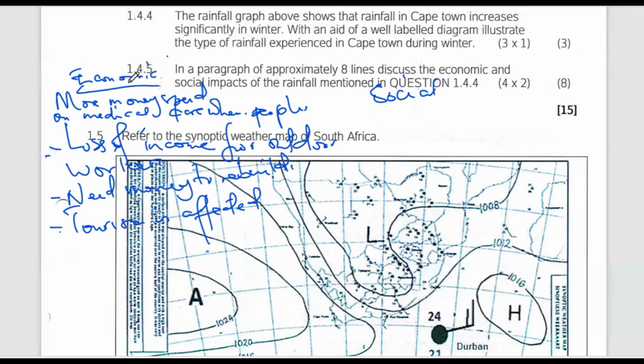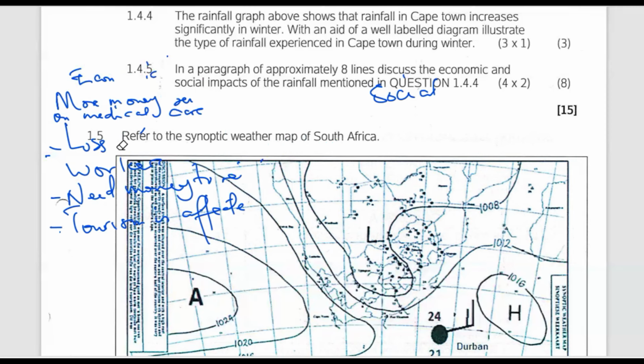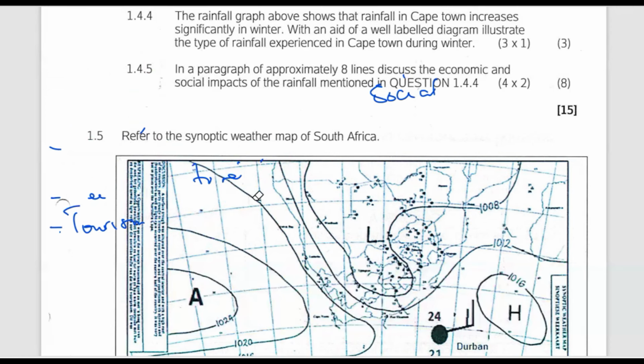So all those things, if you look at them, they are economic in nature. They have to do with making money and with making a life. Then we look at social effects or impacts. Social, we are saying the society, how are people affected as a society, the way of life of people, how are they affected by the rainfall in winter, which is usually experienced in Cape Town.